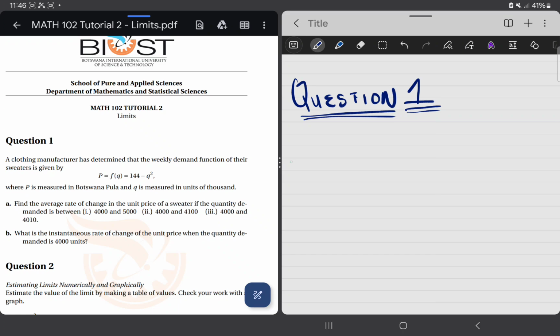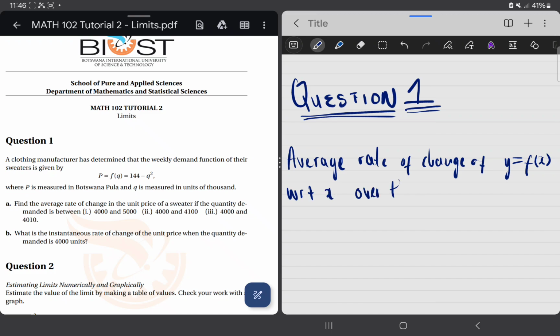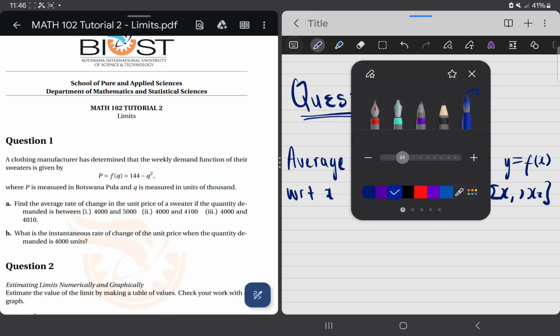Now, average rate of change, the formula that you must know at the end of the day: we say that the average rate of change of y equal to f of x, with respect to x, over the interval x1 comma x2.